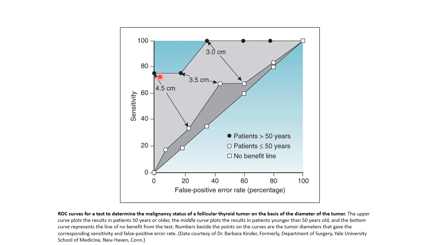And so here, if you were looking at this, you can notice, okay, if I went down to 3.5 centimeters for this older patient group, I'm not getting any more sensitivity, but I am getting more false positives essentially. So maybe 4.5 centimeters would be a better cutoff point for them. This all goes back to the authors' assessment, where they're saying, okay, this is what we think is the best cutoff point in order to maximize both sensitivity and the false positive error rate.